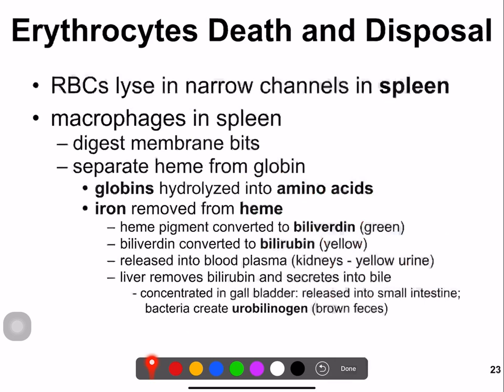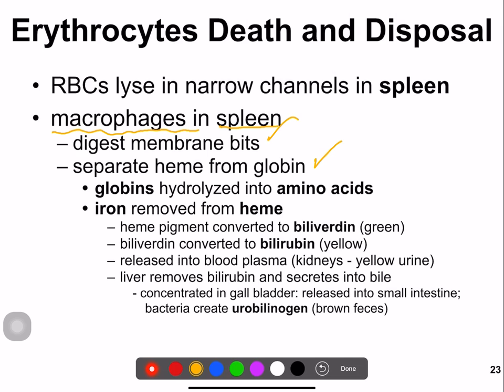Because, of course, we talked about this in a previous video, they do not have a nucleus. They don't have most of the organelles in them, so they cannot repair themselves. So they have a very limited lifespan. So when they start to get old and worn out, red blood cells will lyse in channels of the spleen. And when that occurs, the macrophages in the spleen will help to basically digest the membrane bits. And then we get a bit of recycling happening.